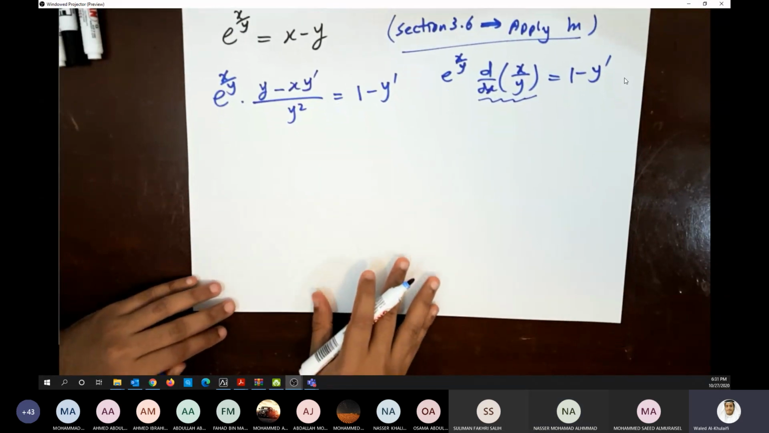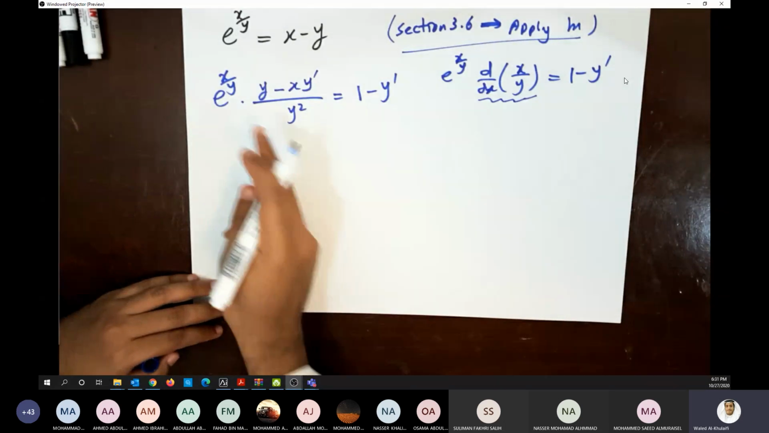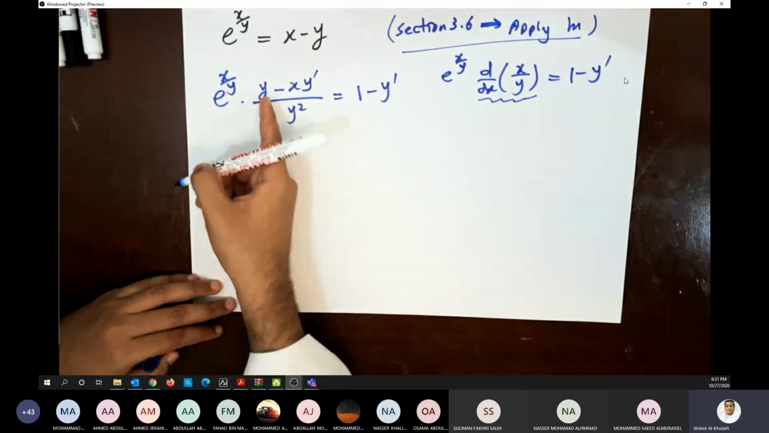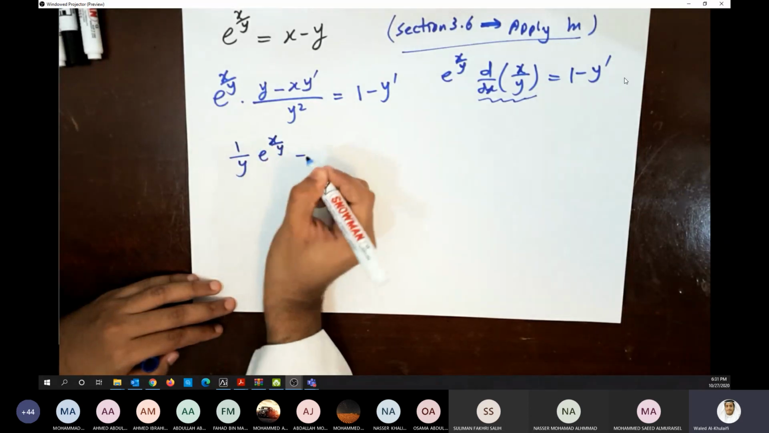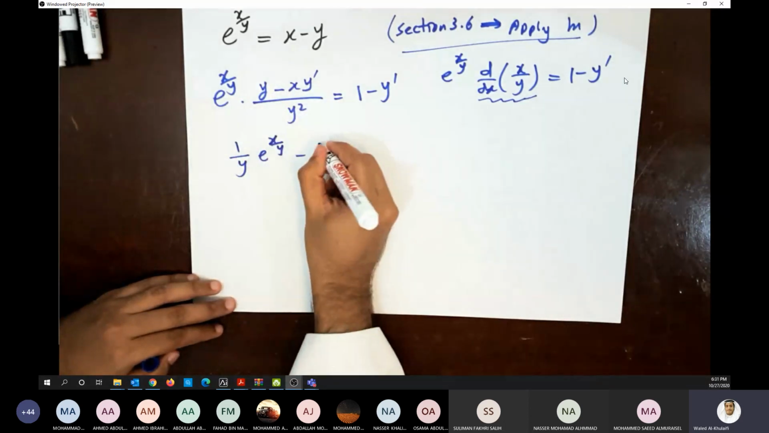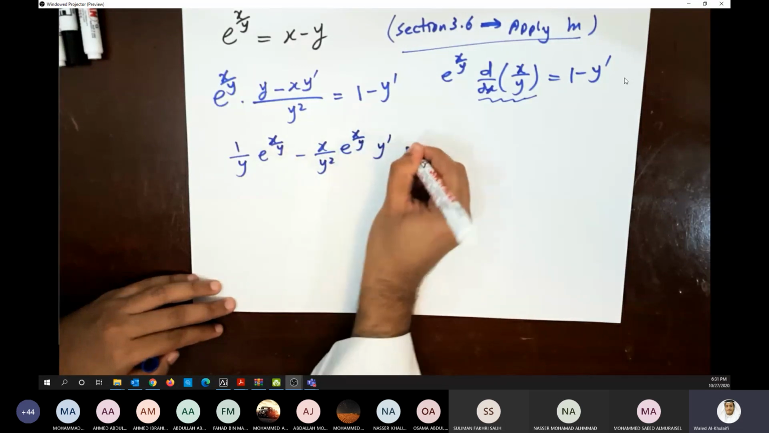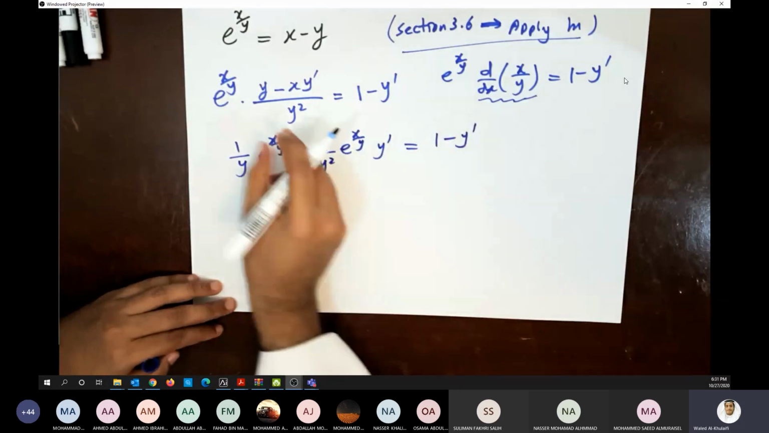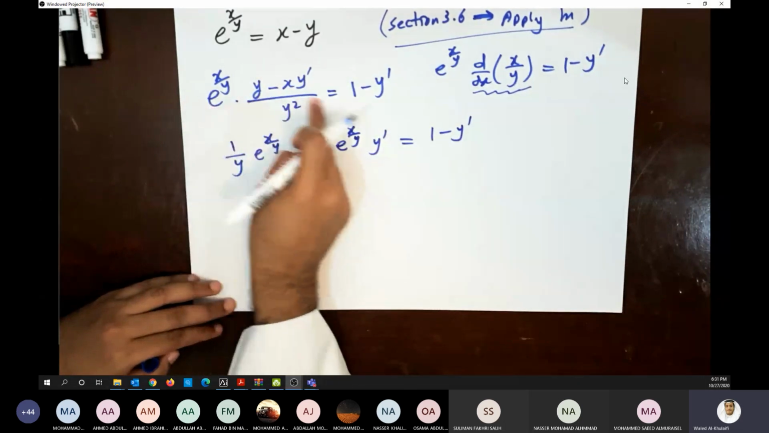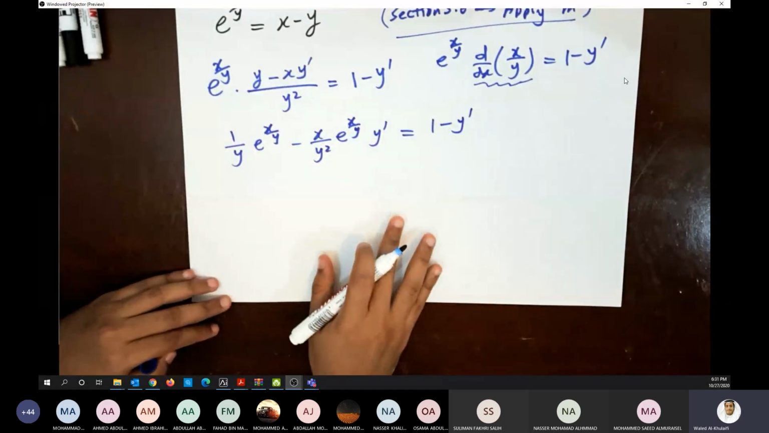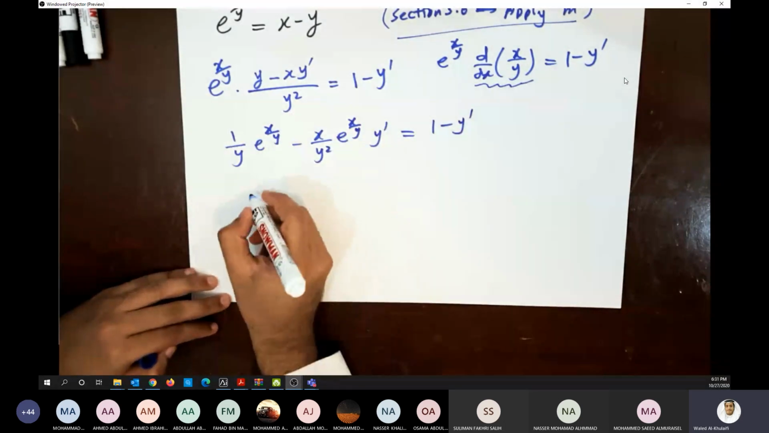The same, right? So this is the derivative of this here. Now you have to collect the terms. So y over y squared, so we have 1 over y e^(x/y) minus x over y squared e^(x/y) y prime equals 1 minus y prime. What I did, I distributed the denominator to each term, multiplied by e^(x/y). I can bring the y prime here, move this to the other side, and collect.